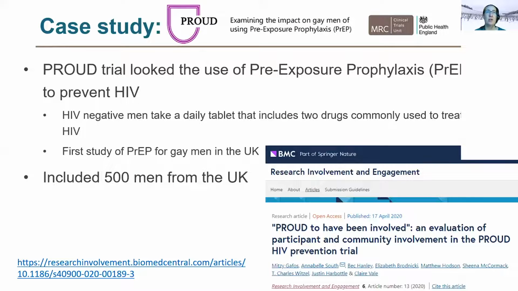So PROUD was a trial which looked at the use of pre-exposure prophylaxis, or known more shortly as PrEP, to prevent HIV. And PrEP involves HIV negative people taking a daily tablet that includes 2 drugs that are commonly used to treat HIV. And PROUD was the first trial of PrEP for gay men in the UK, and it included around 500 men. And if you are interested in this case study, you can read more about the involvement that we had in it using the link on this slide.